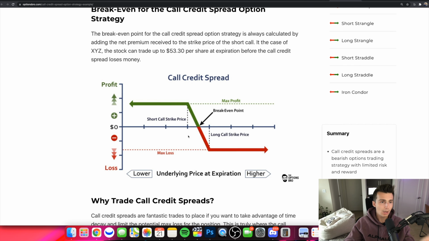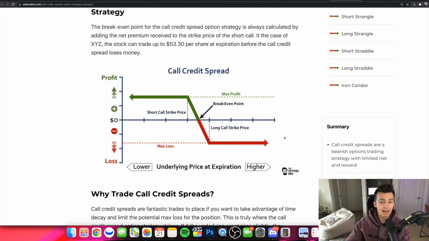Take a screenshot, go to optionsbro.com. I'm not associated with them by any means, but I wanted to use them as an example and give them the credit here because they put it together very nicely. I think this visually was a great way to explain things.